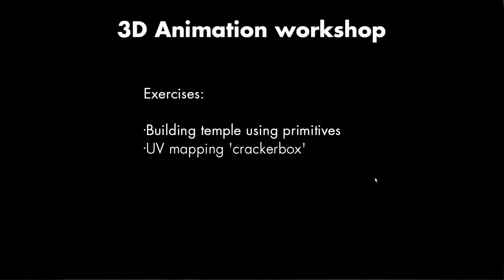Then the second one will be the UV mapping exercise. It's called the Cracker Box. It's also from the Maya tutorial material, which is a very simple example of how to create the UV layout for a box so that it will match the texture maps that are provided as part of the exercise.